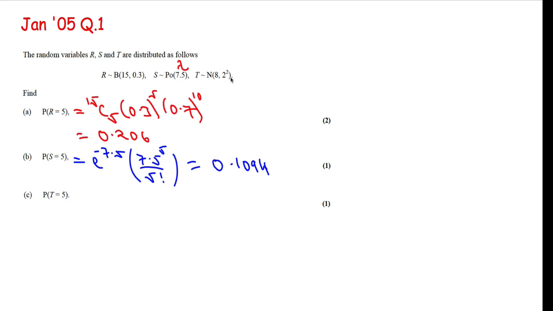Finally, probability that T equals 5. This is a normally distributed random variable. These two are both discrete random variables, which means they have probabilities at particular values, but because this is continuous, the probability that T equals 5 must be equal to 0, because we must have a range, as we're looking for areas under curves. The probability that T equals 5 is just the area of a straight line, which is going to be equal to 0.